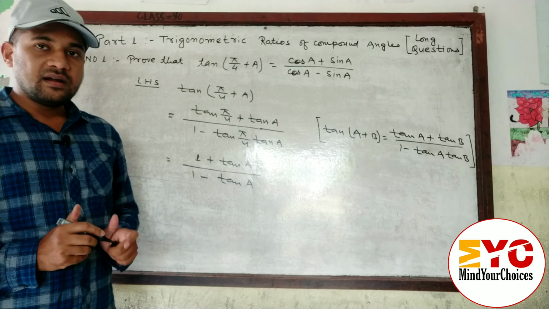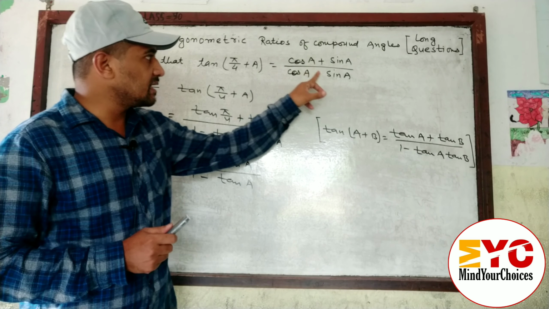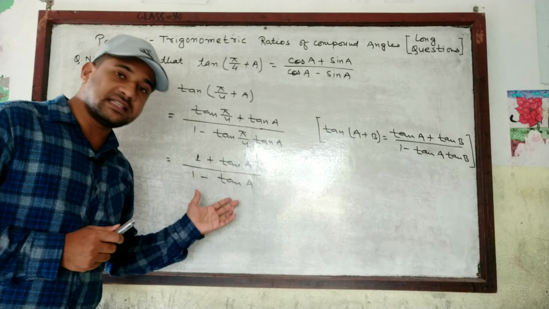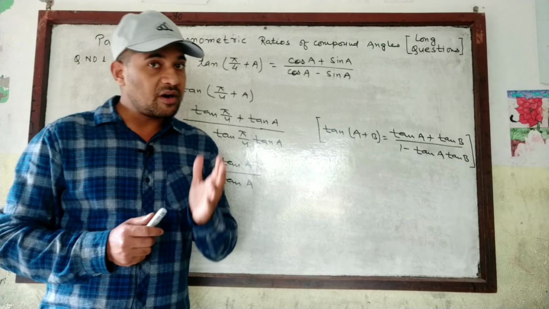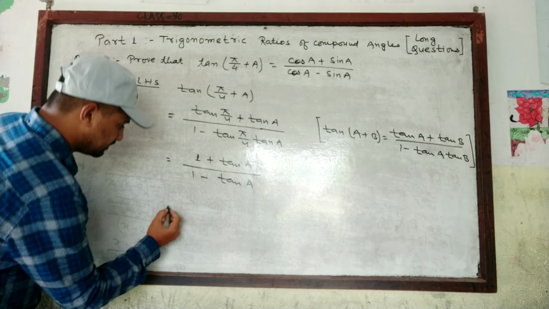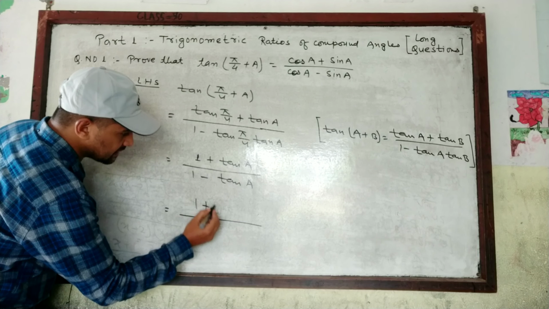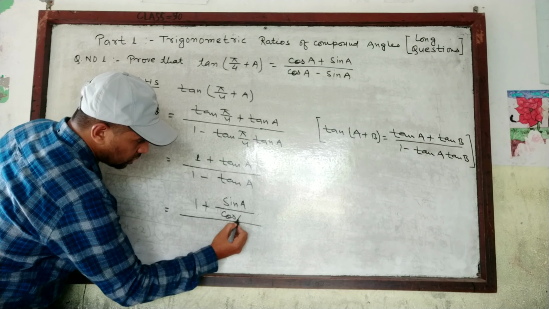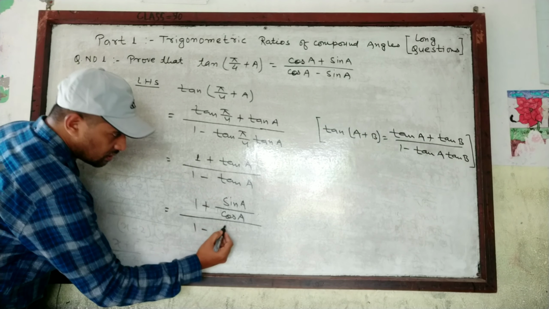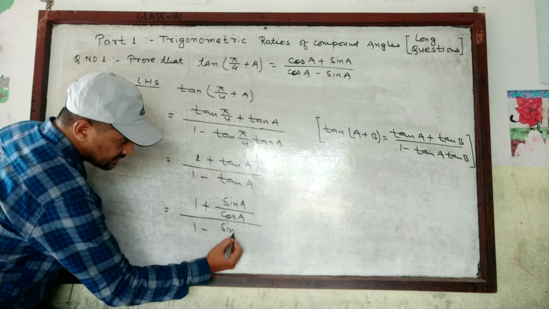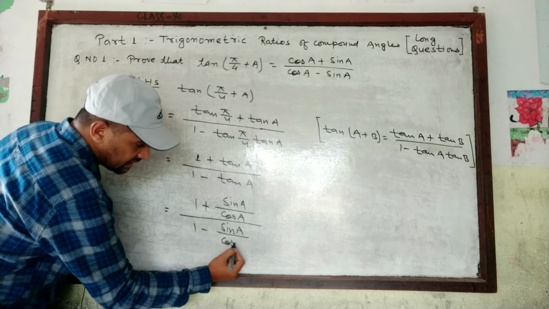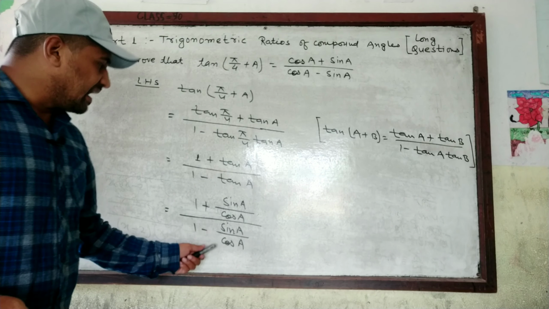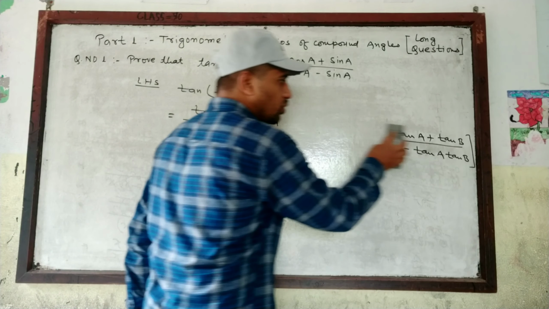Look at what we have to prove: (cos A + sin A) by (cos A - sin A). It means we have to convert this tan into the form of sin and cos. Let's convert this: 1 plus, in the place of tan we can write sin A by cos A, and 1 minus sin A by cos A. This formula of tan is from class 8 and 9 also. Now we have to take the LCM.